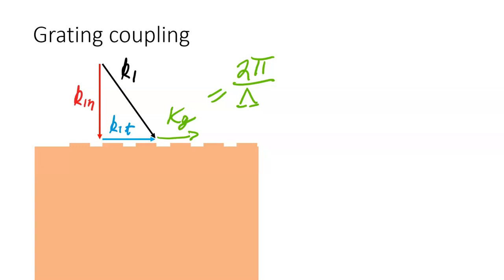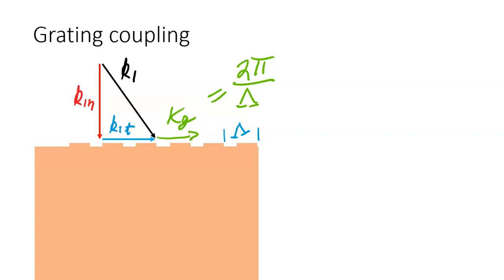and the capital lambda is the period of the grating. By this sum, we can construct the diffraction in transmission through the grating as well as diffraction from reflection. For coupling into the waveguide, we are only interested in the transmitted field.